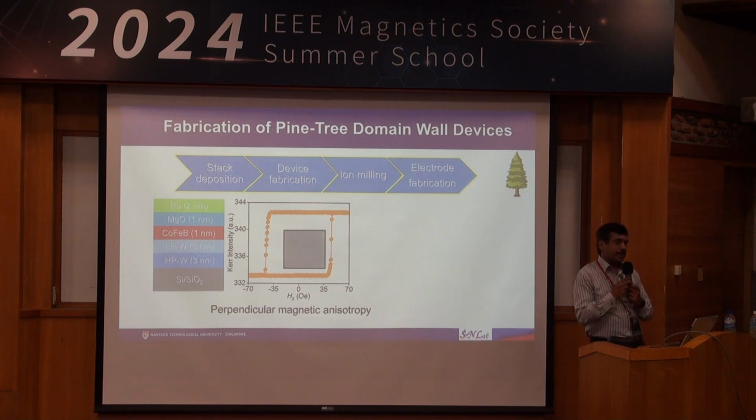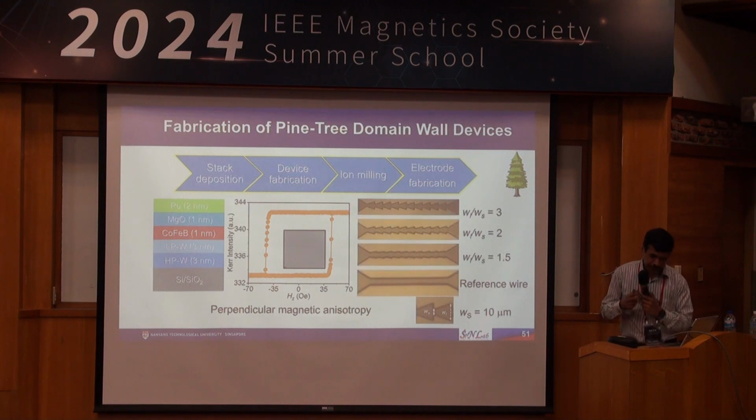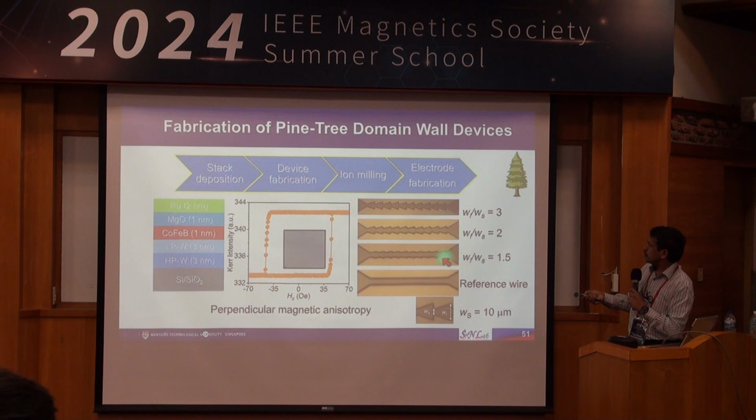To experimentally demonstrate this, we created samples with perpendicular magnetic anisotropy. We used a cobalt boron, magnesium oxide, tungsten interface to create the perpendicular anisotropy. We made devices which look like this. We have devices with many different ratios of width. Here, if you look at this one, the ratio of the larger and smaller segments is smaller, and we also created devices with larger ratios.